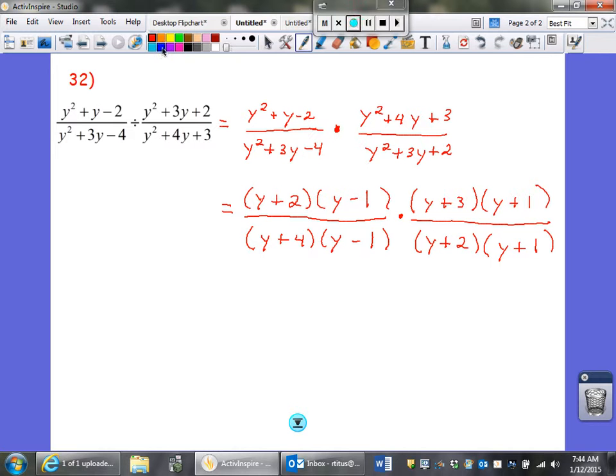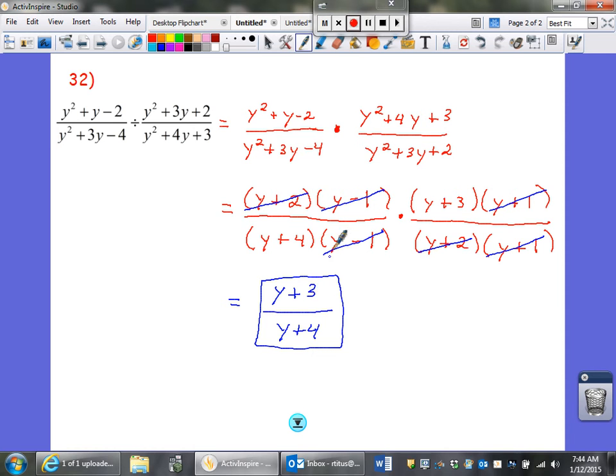I'm going to change to blue again, and you can cancel anywhere up and down or diagonal, but you cannot go left to right. So let's see, what do I see? I see a y plus 2 with a y plus 2. There's y minus 1 with y minus 1. There's y plus 1 with y plus 1. And nothing else cancels, and your final answer will be y plus 3 divided by y plus 4. And that completes number 32, and that completes this video.